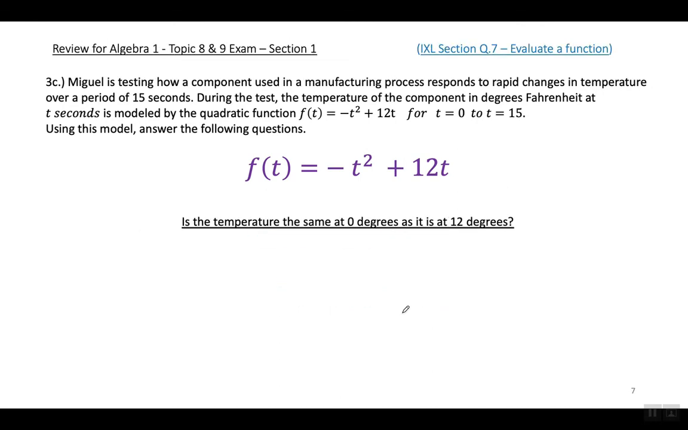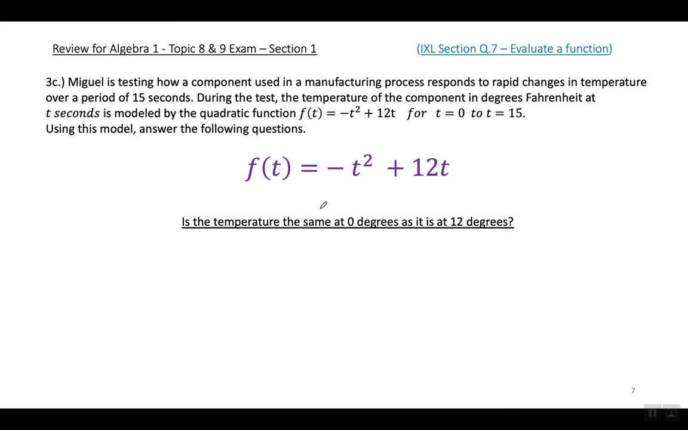Whoops, sorry. 3C. It says, is the temperature the same at 0 degrees as it is at 12 degrees? Again, if you just answer that without working anything out, you're just guessing. If you're just going to guess, why are you even bothering coming to school? You're going to get a diploma in guessing? Like I keep saying, if you guess, that's lame.